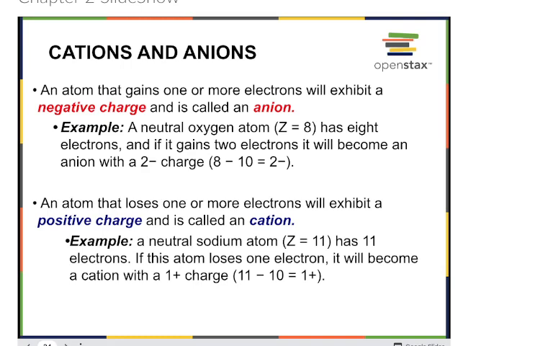Let's go over the cation. A neutral sodium atom, Z equals 11, has 11 electrons. If this atom loses 1 electron, it will become a cation with a +1 charge. Let's start over again. You have Z equals 11, which is 11 positively charged protons and 11 negatively charged electrons. If you're losing 1 electron, you now only have 10 electrons. 11 minus 10 gives you a +1 charge. We will go over more examples of this later.